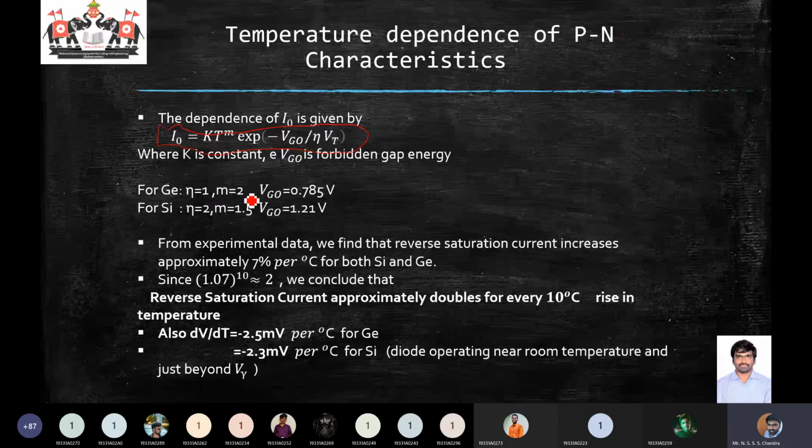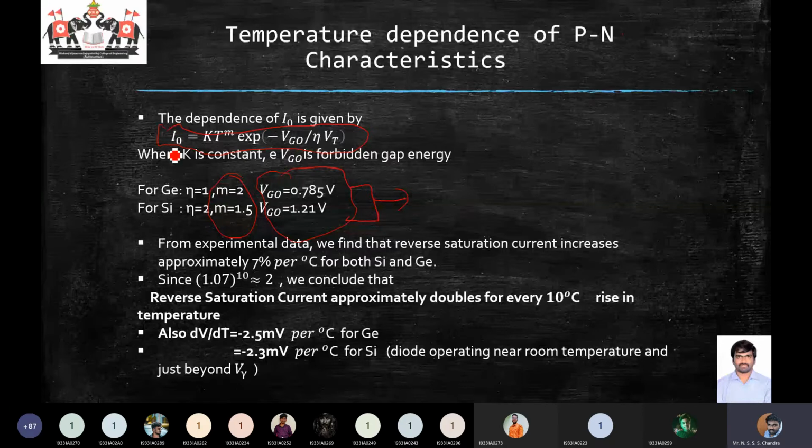So these questions you might get in competitive exams like Genco or Transco. In GATE, it may not be asked, but in Transco or Genco, where questions are only based upon knowledge level, they might be asking such questions. So please remember these values. Whether you remember the m value or not is up to you, but you should remember the forbidden energy gap values, 0.785 and 1.21 volts.